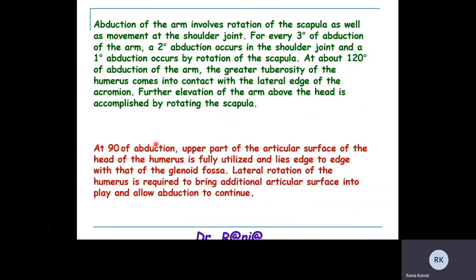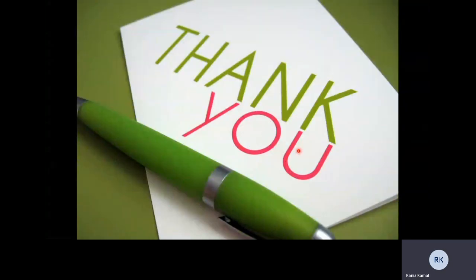At 90 degrees abduction, the upper part of the articular surface of the humerus is fully utilized and lies edge to the glenoid fossa, so we need to laterally rotate the humerus to bring more articular surface in contact with the glenoid cavity to help continue the abduction. So this is an overview of the shoulder girdle and shoulder joint, and thank you.